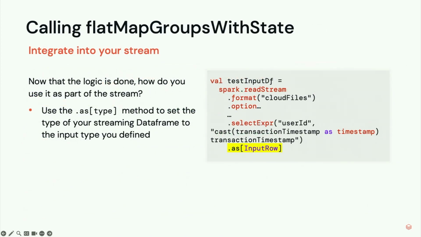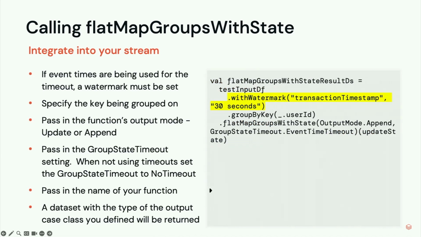How the heck do you call this thing? Well, let's go over that real quick. So for Scala, this was just convenient for me. I already defined a case class saying what my input row looked like, so I'm just going to convert it to that case class right off the bat so I can pass it in without any whining. And then this is how you call flatMapGroupsWithState.